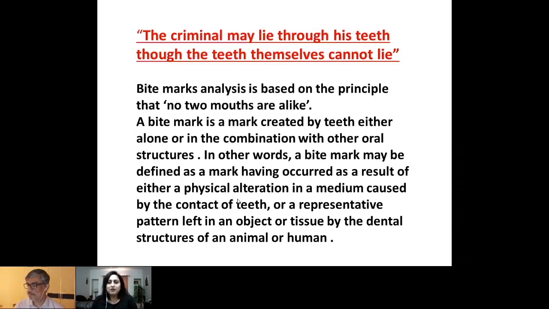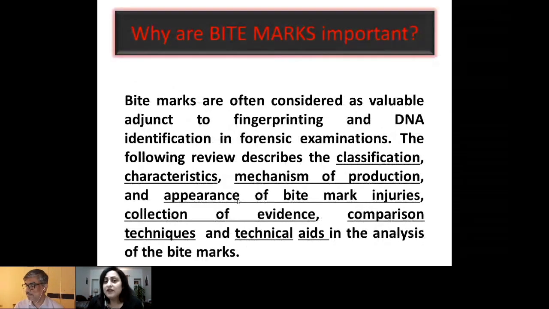Now, why are bite marks important? They're often considered as valuable adjunct, I repeat, adjunct to fingerprinting and DNA identification in usual forensic examinations. The following review describes the classification, characteristics, mechanism of production, and appearance of bite mark injuries. Now, how the collection of evidence is done, comparison techniques, and technical aids in the analysis of bite marks. It is a complex thing, but I will try to put it as simple as possible.